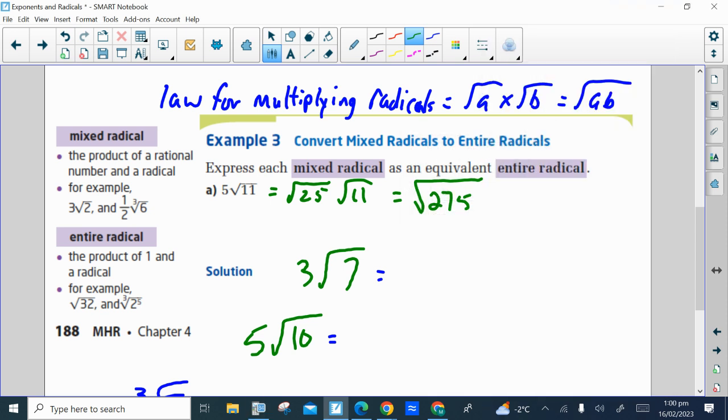All right, so the next one, 3 root 7. Again, if we're going to use that law from above, we need to write both numbers as radicals. The 3 in front is not a radical. It's a rational number. We need to write 3 as a radical. So you can ask yourself, the square root of what number is 3? 9. Very good, Keen. If I had a gold star, I'd give you one.